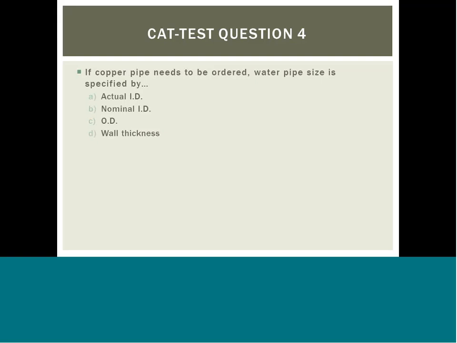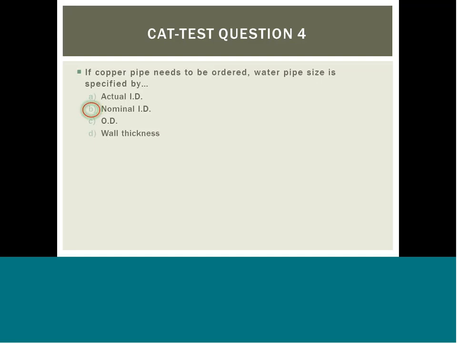CAT test question 4. If copper pipe needs to be ordered, water pipe size is specified by A, actual inside diameter, B, nominal inside diameter, C, outside diameter, or D, wall thickness.